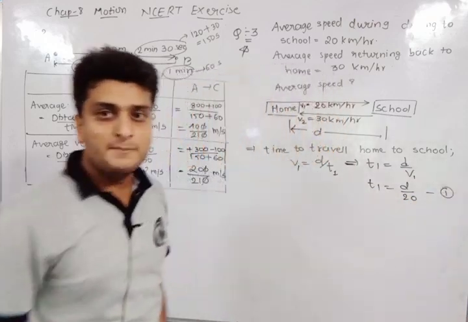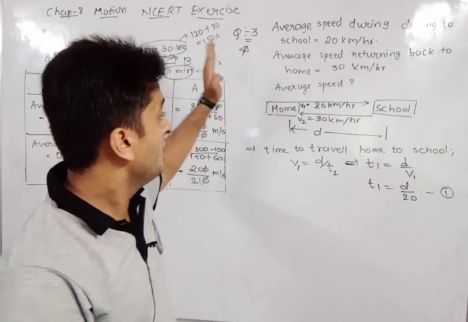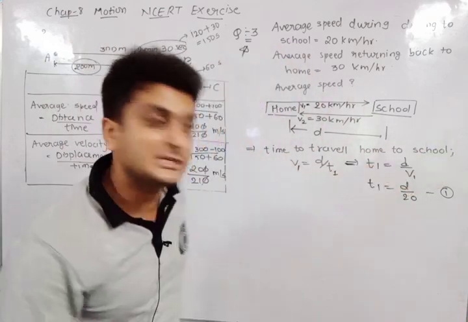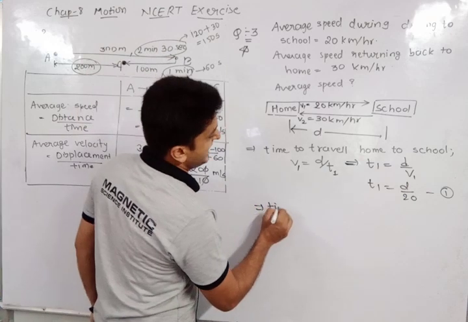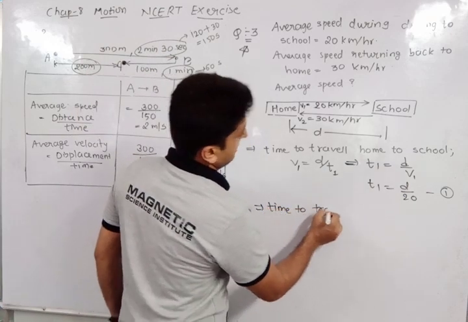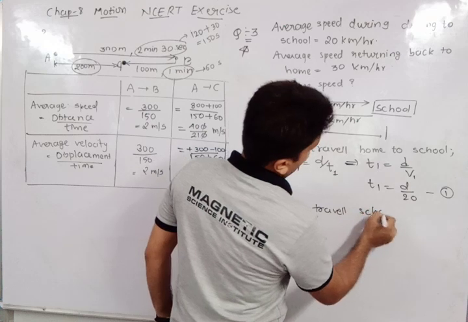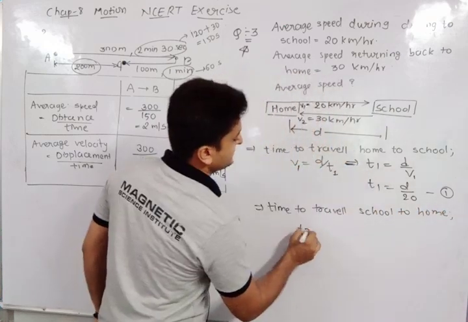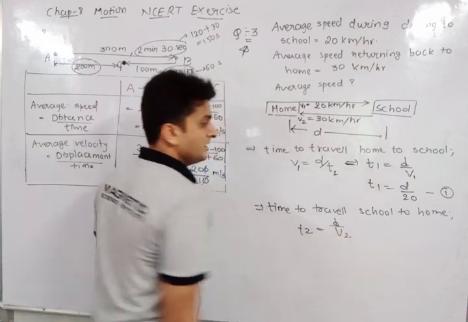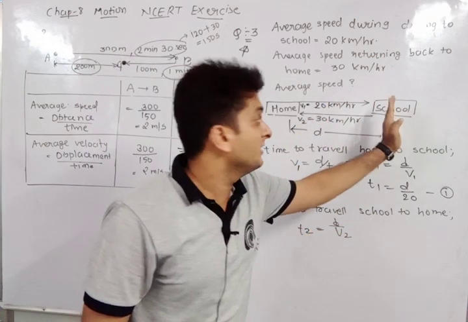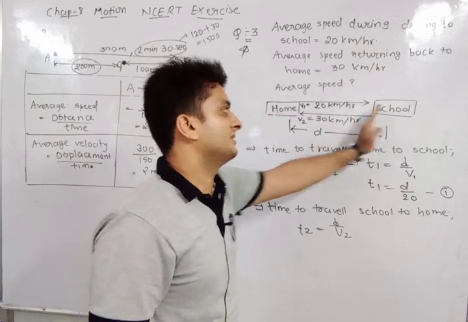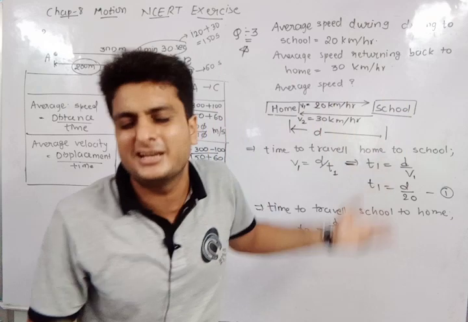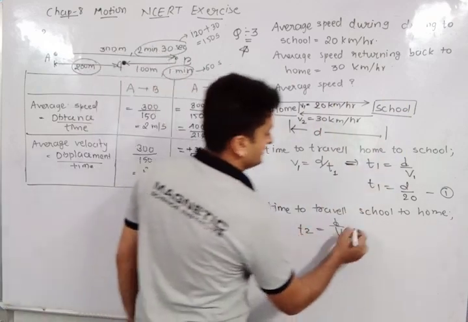To ye aapko kya time mila bachchon? Ye aapko time mil gaya home se school jaane ka. Ab school se wapas home aane ka time kya hai? Let's find the time to travel school to home. We'll do the same thing. I will use this formula again. Time is equal to distance by velocity. Again, if you want to travel from school to home, you have to cover the same distance again. Jitna distance home se school ka hai utna hi school se home ka hota hai. That is quite obvious, right?